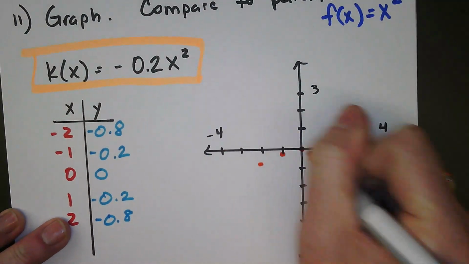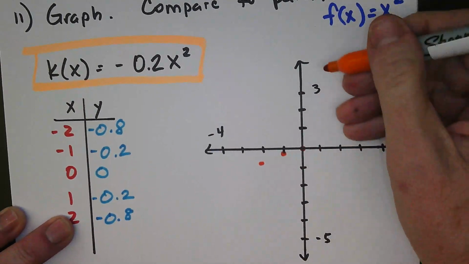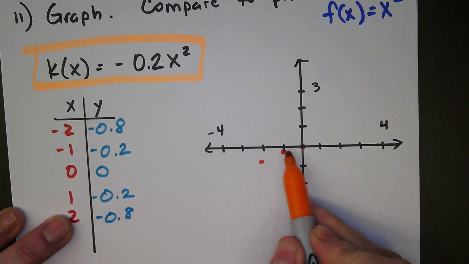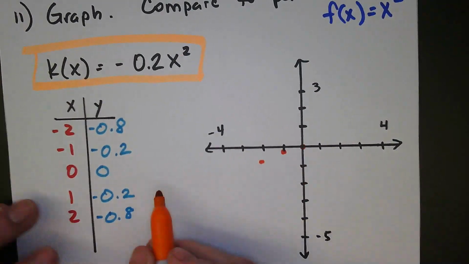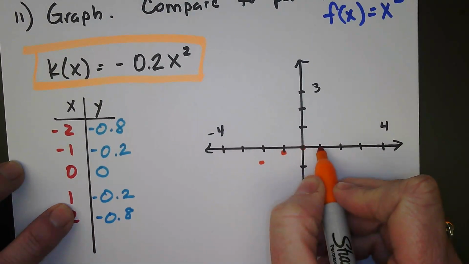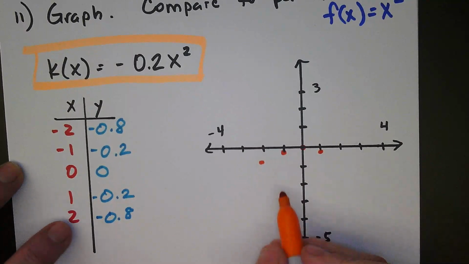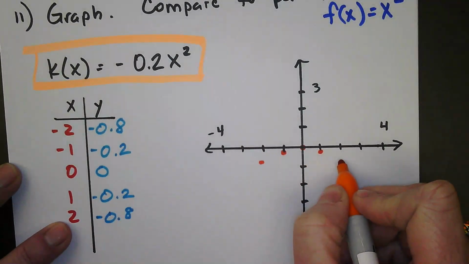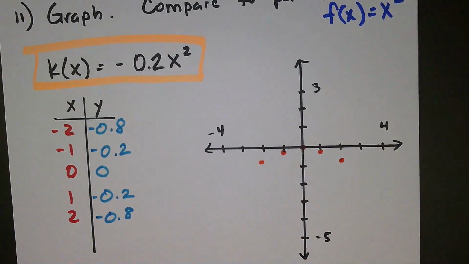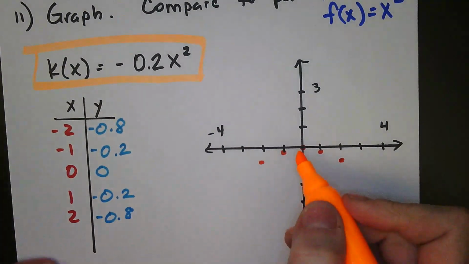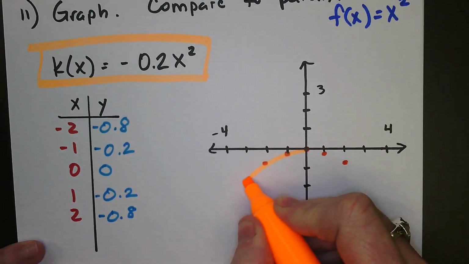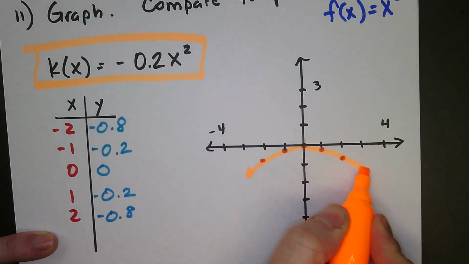I'm at 0, 0 for the origin. And then I know my axis of symmetry is the y-axis. So really I can do this visually. I can just plot these over on the other side. But I can also use the numbers 1, -0.2. So right about here. And you can see how that's a mirror image. 2, -0.8. So not quite down to -1 all the way. That graph is looking good. I'm going to connect this. Just kind of making it like that.